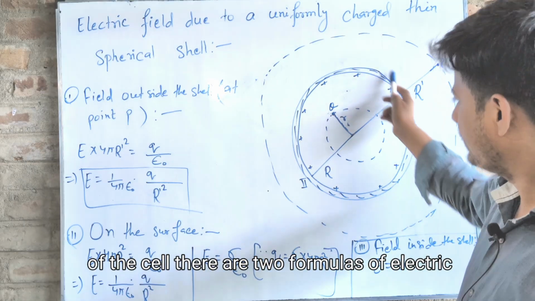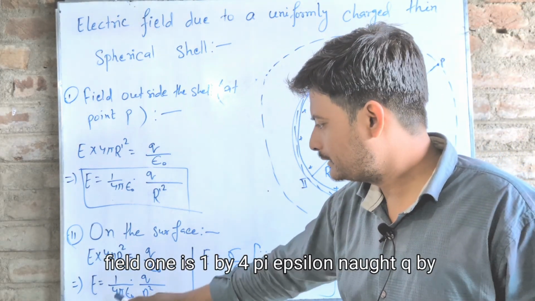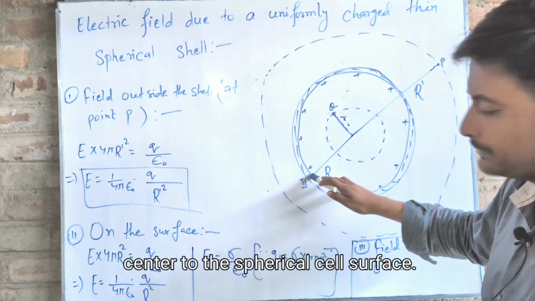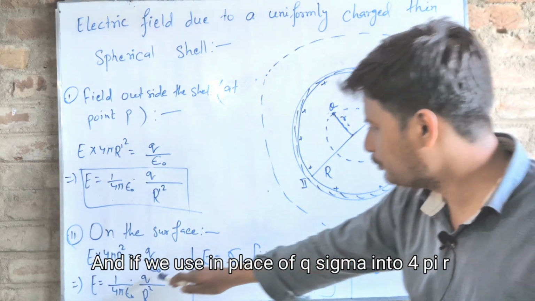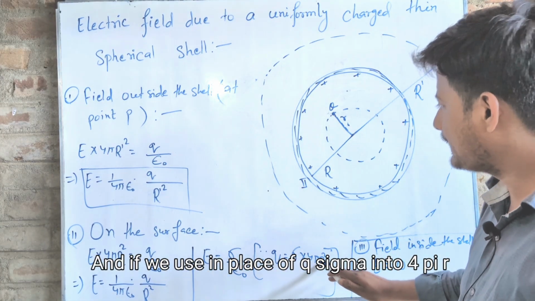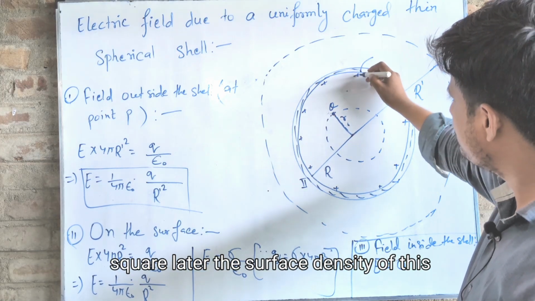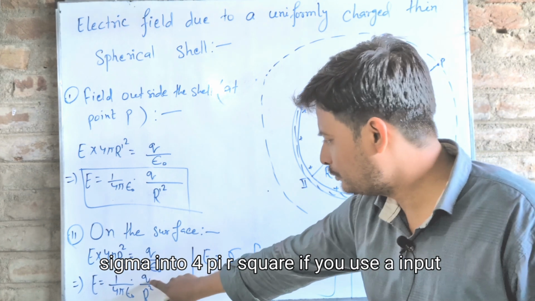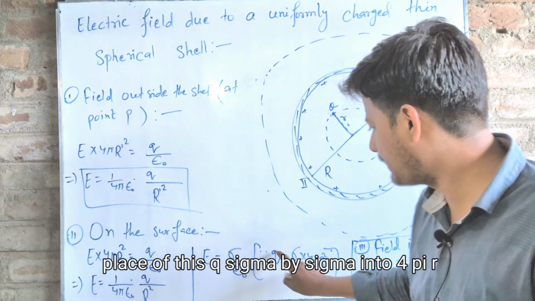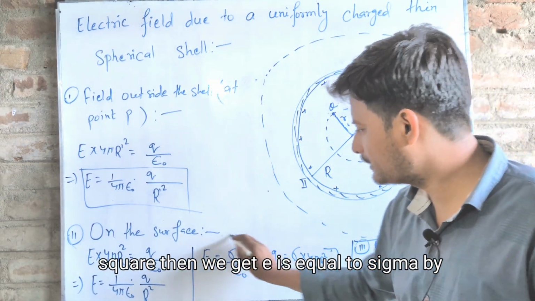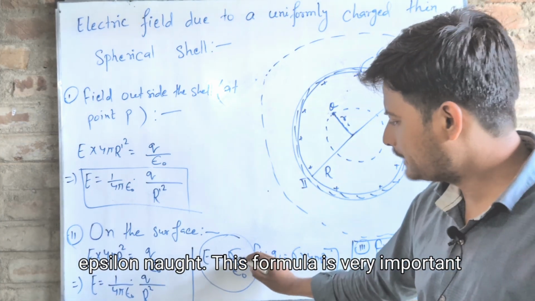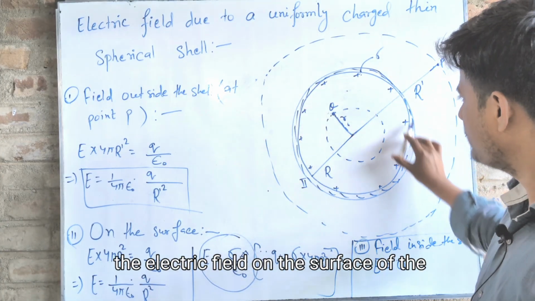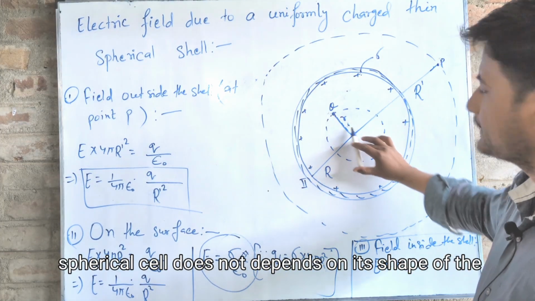On the surface of the shell there are two formulas of electric field. One is 1 by 4 pi epsilon naught Q by r square. Here r is the distance from the center to the spherical shell surface. If we use in place of Q, sigma into 4 pi r square, where the surface charge density of this surface is sigma, then we get E is equal to sigma by epsilon naught. This is a very important formula, and from this formula we can say that the electric field on the surface of the spherical shell does not depend on the shape of the spherical shell.